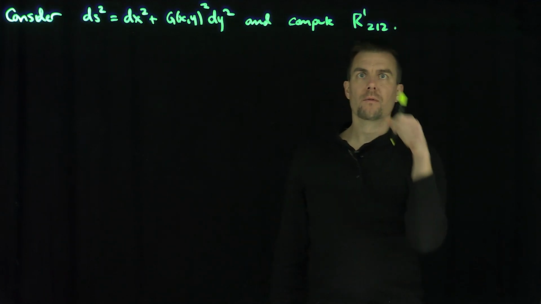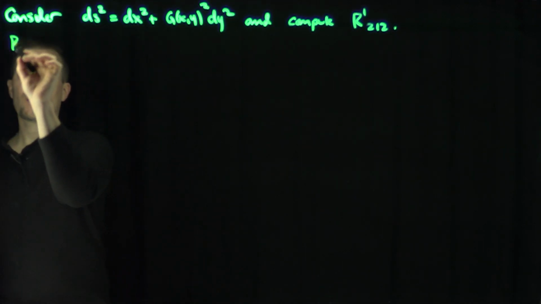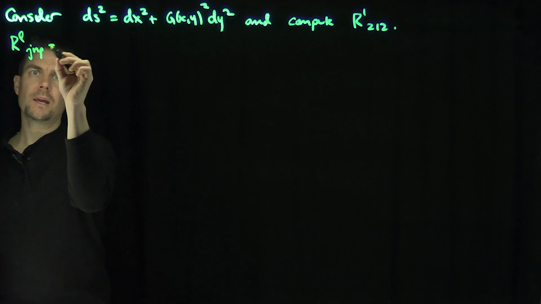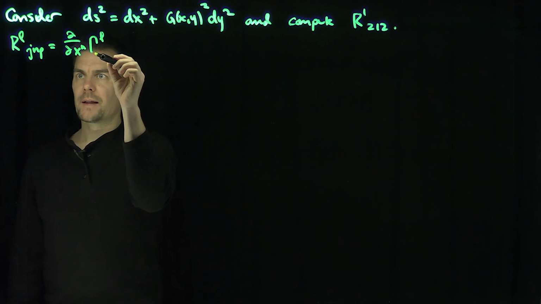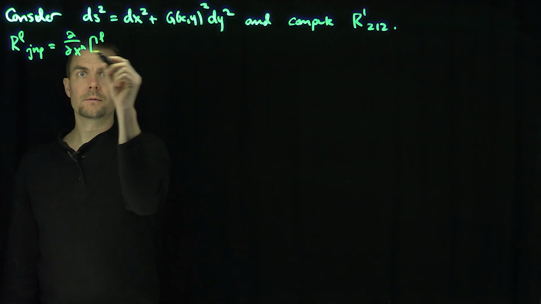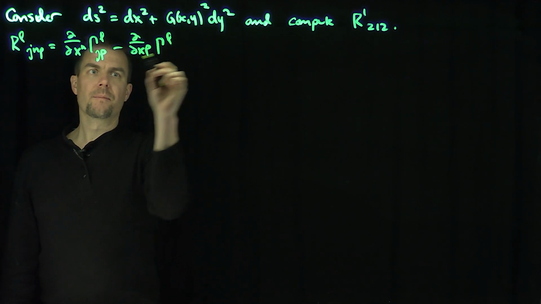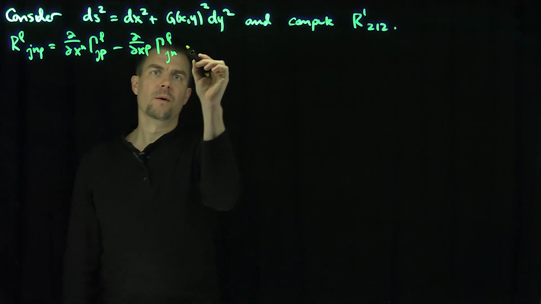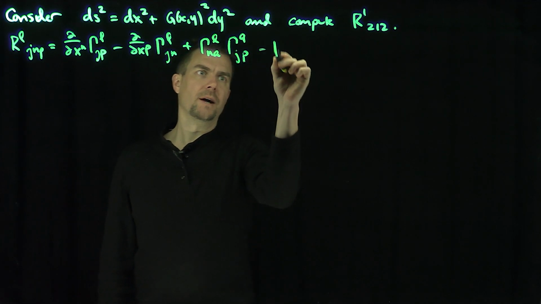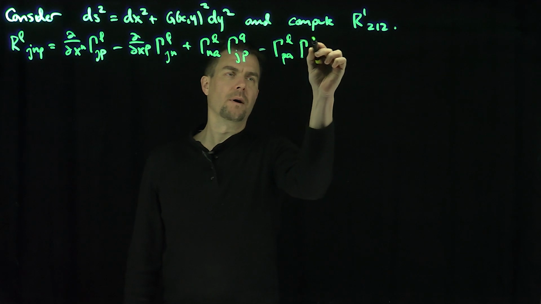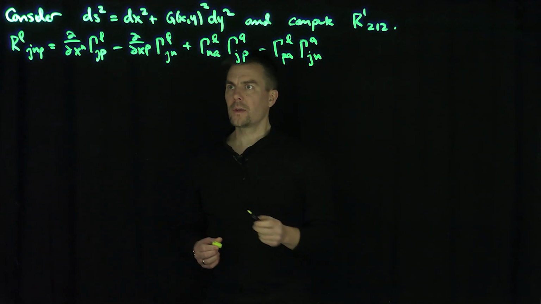And that will allow us to compute R of 1, 2, 1, 2. That's the only one we need to compute for this, right? So let's recall. Recall that R of L, J, N, P in general is d by dx_n of gamma L, J, P, minus d by dx_p of gamma L, N, J, plus gamma N, a, L, gamma a, J, P, minus gamma P, a, L, gamma a, N, J. And for our two-dimensional setting, what are we going to have over here?